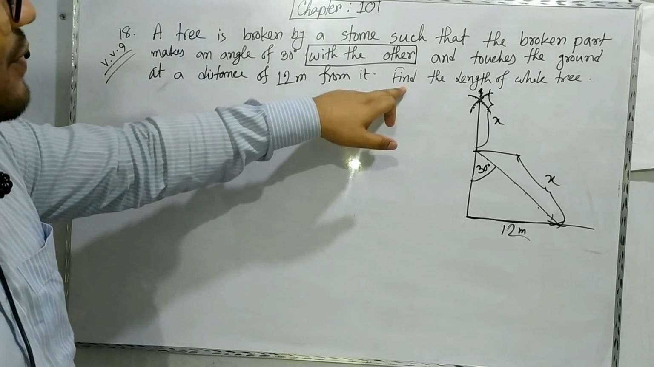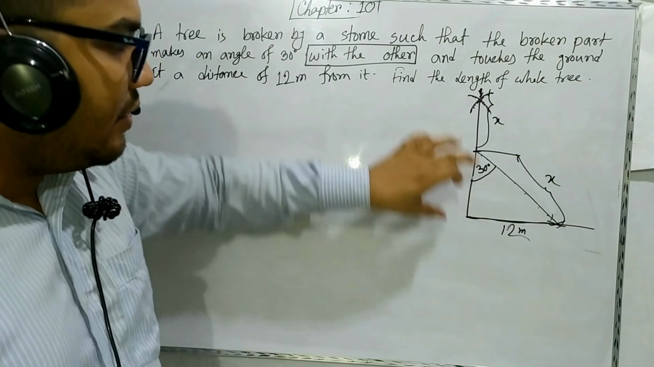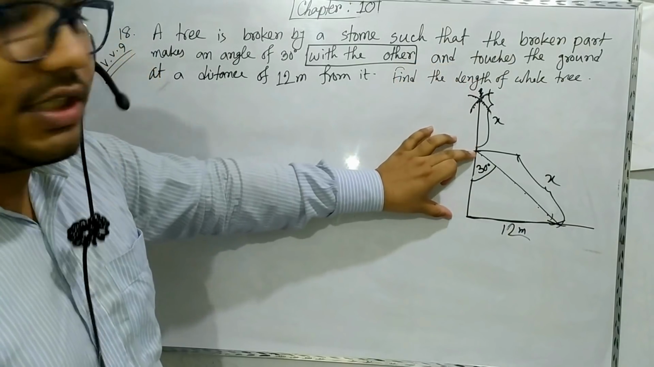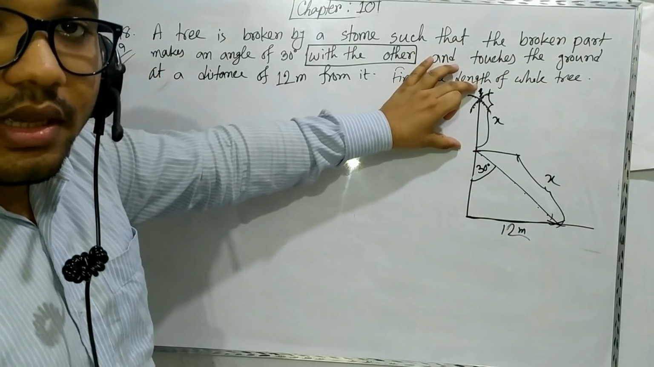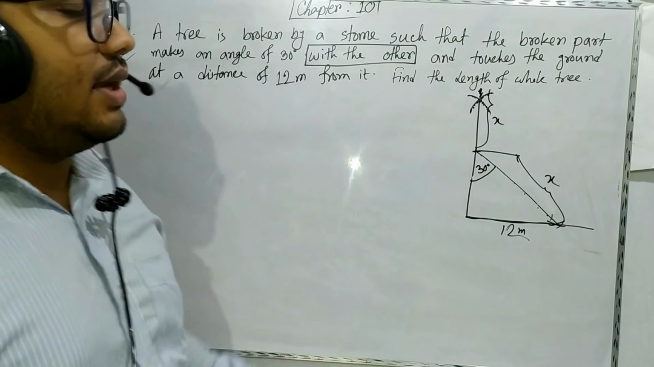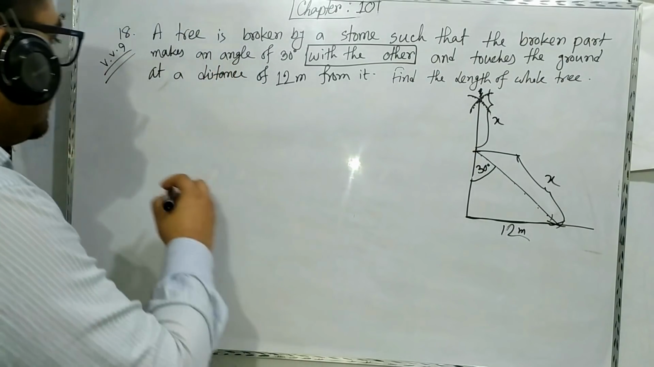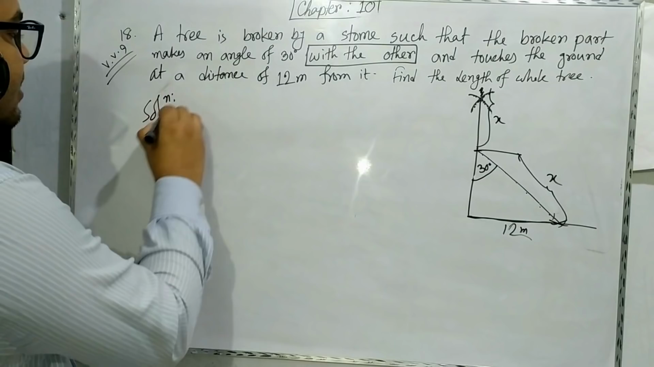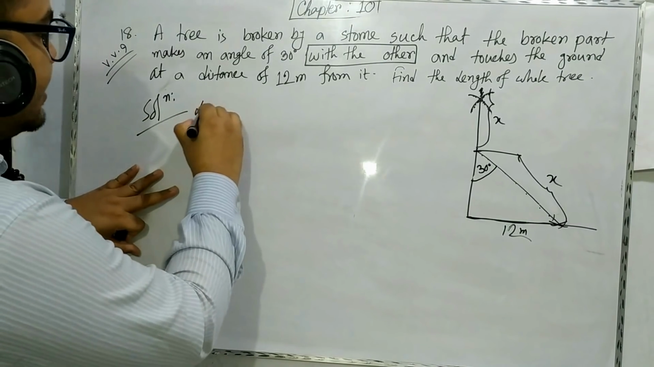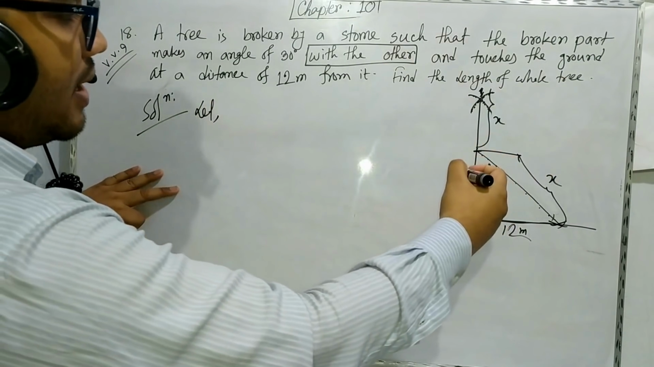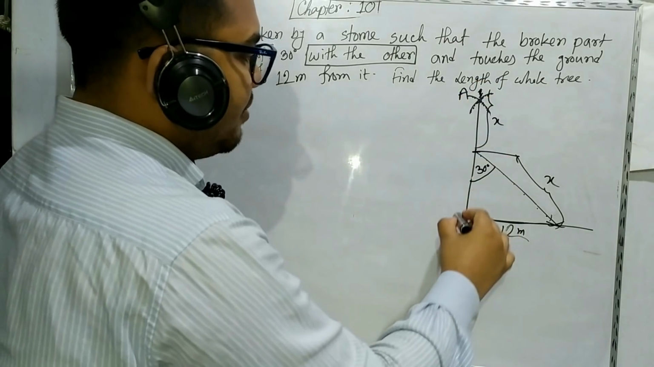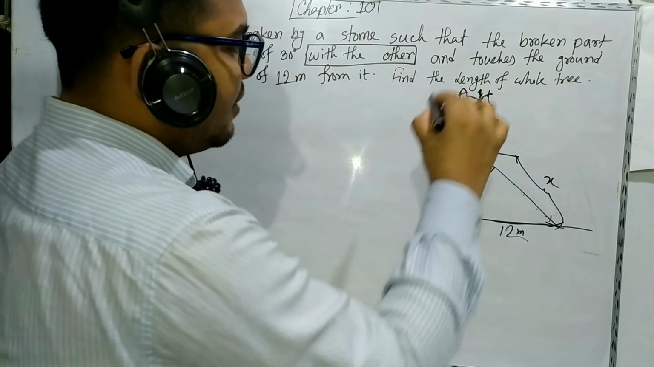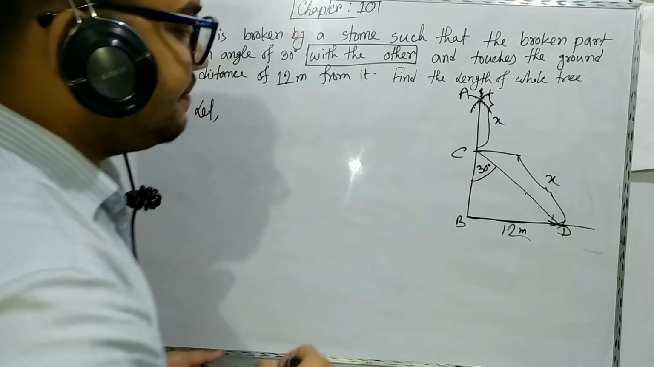So the question says find the length of the whole tree. So you need to find this part and also this part, and this part is known as the broken part, and this part is known as the unbroken part. Okay, we can solve this type of math this way. Let us assume our total tree is AB, and it is broken from C, and this is our D.